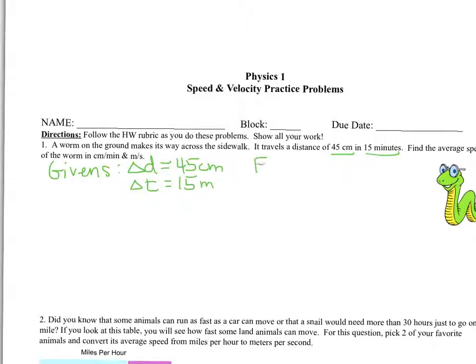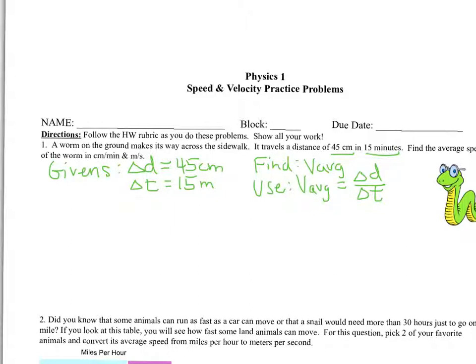I'm asked to find the average speed of the worm, so speed is what I'm finding. I'm always going to write down what it is I'm finding, so my average speed. And if I use my equation circle, I can find out that average speed equals distance divided by time. So now I can solve.